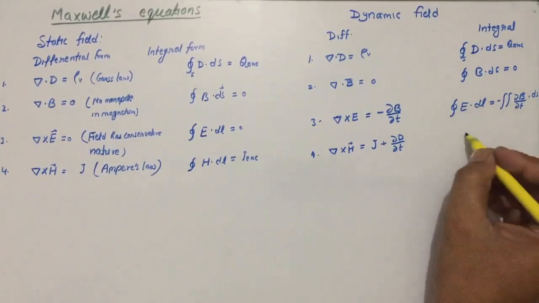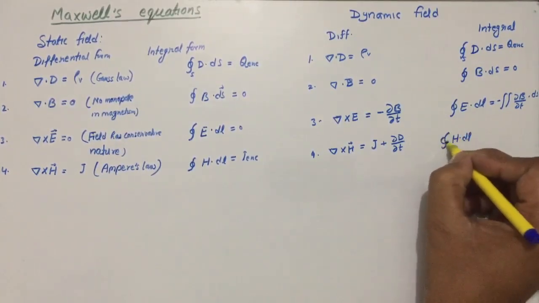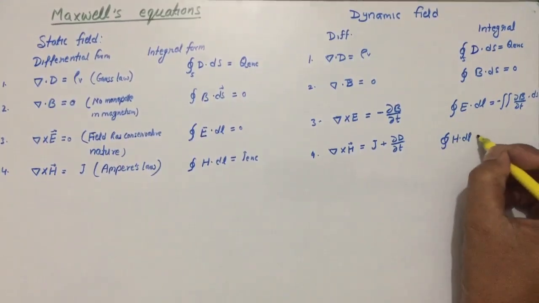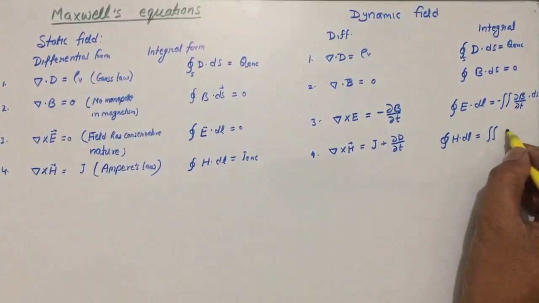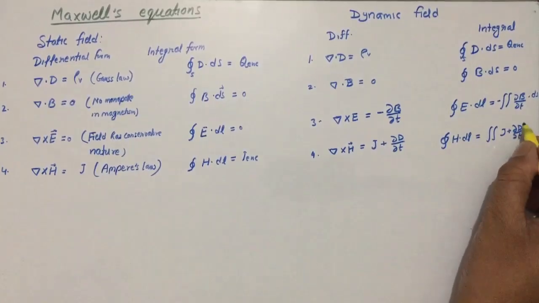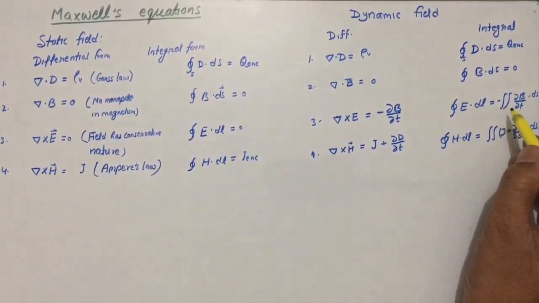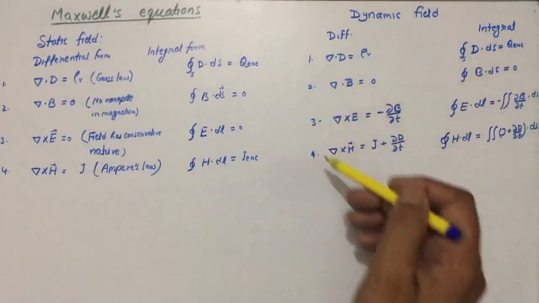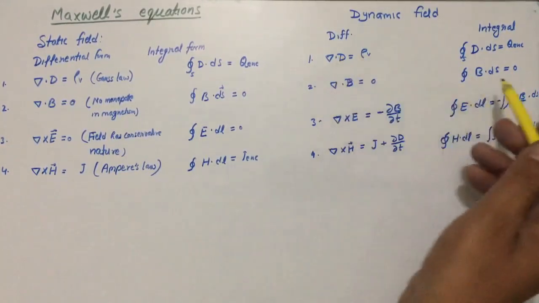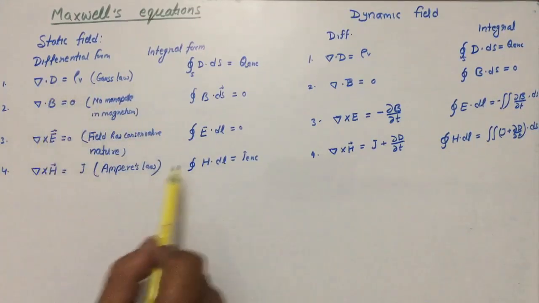It varies like this. And the fourth equation changes: H dot dl in a loop is equal to the J plus this dot ds. So in the dynamic field, Maxwell's first, second, third and fourth equations in differential and integral form are presented here, as are the static field differential and integral forms of Maxwell's equations.